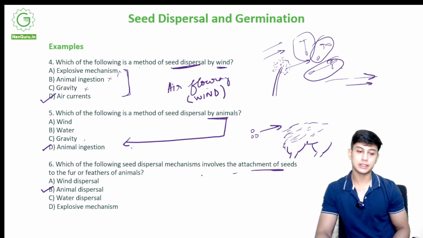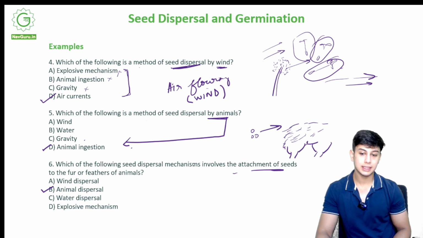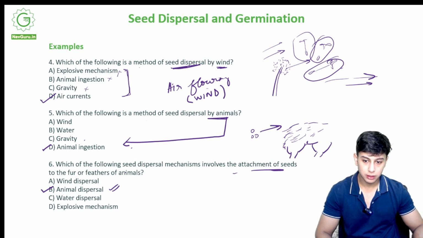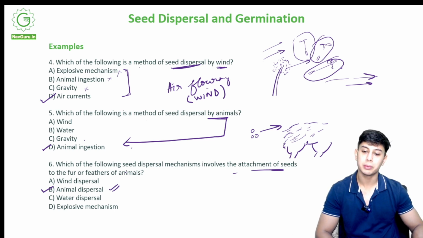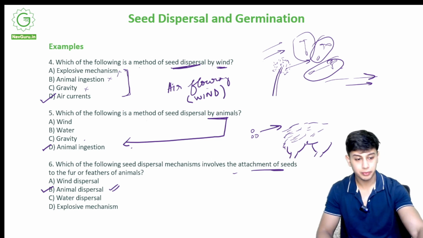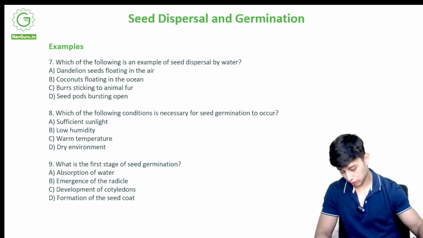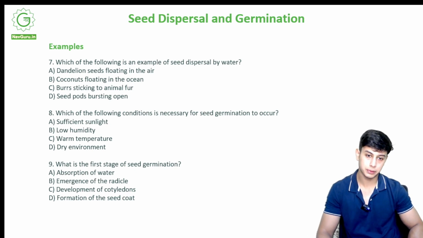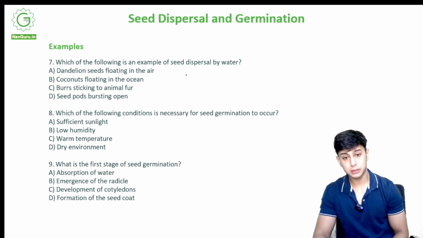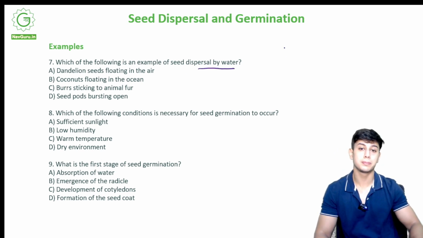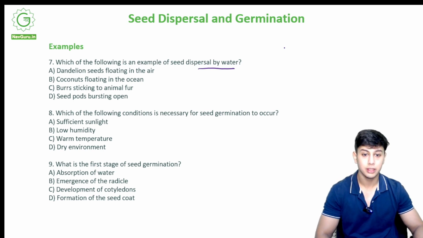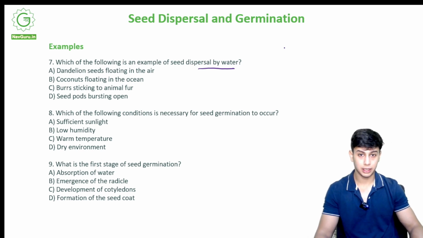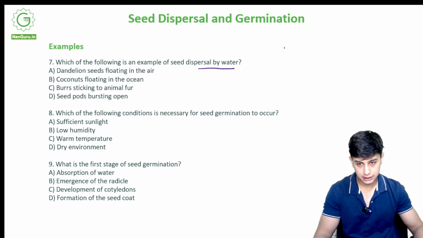So attachments of seed to the fur or to the feathers is an animal dispersal. This cannot be done by wind, okay, this cannot be done by water, this cannot be done by explosive mechanism. Which of the following is an example of seed dispersal by water? Okay, so dispersal by water, it is important to learn dispersal by various mechanisms. That is important because seed dispersal takes place through a lot of ways, and if you know them all, you can answer any question easily.